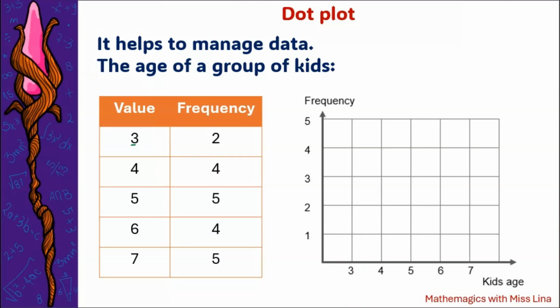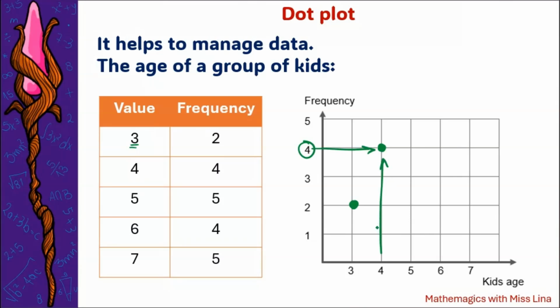So the age 3, which is here, appears twice. So in the frequency, we identify the 2. And the dot is going to be in the intersection of those two, representing that the age 3 appears twice. Then the 4 appears 4 times. So from the 4, we go up 4 steps until we get to the 4 in the horizontal.